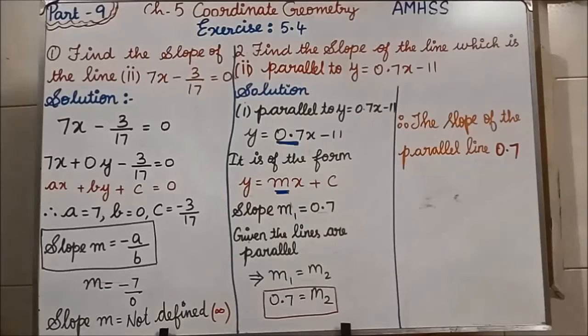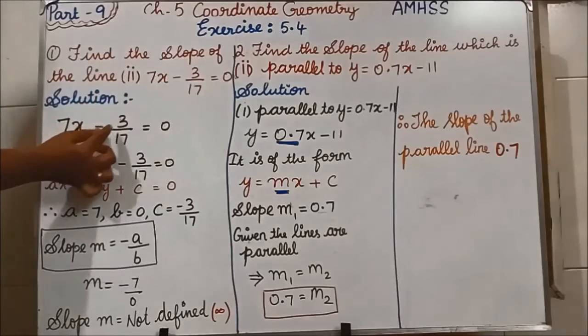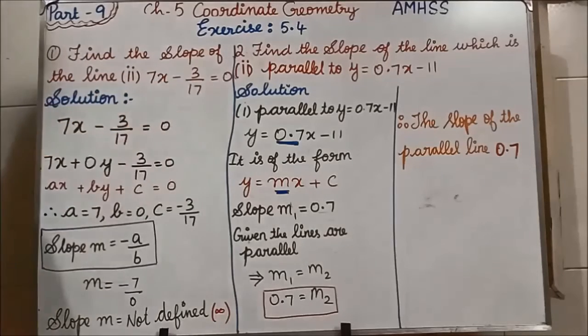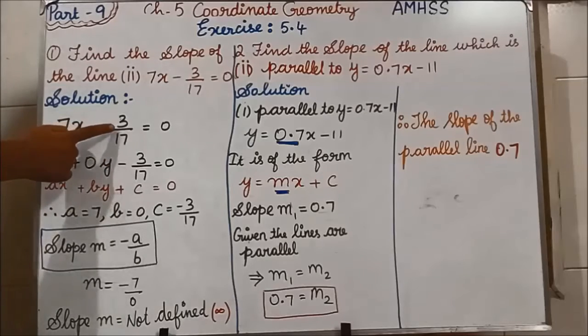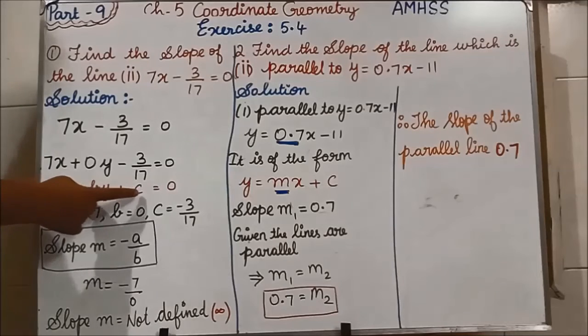Before applying, you have to write the question: 7x minus 3 divided by 17 is equal to 0. In this question we have an x term, but we do not have a y term. So you yourself put plus 0y, and then write the constant term afterwards. Why are we writing like this? The equation of a straight line will always be in the form ax plus by plus c equal to 0.